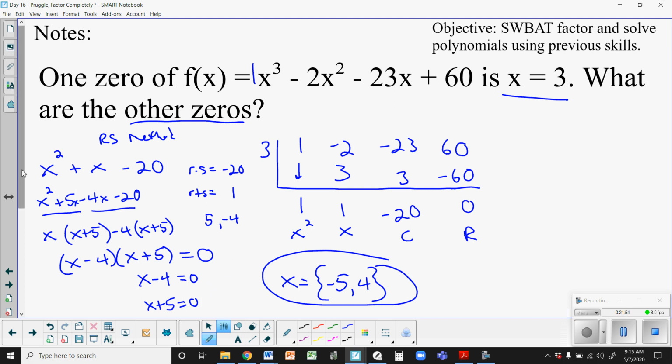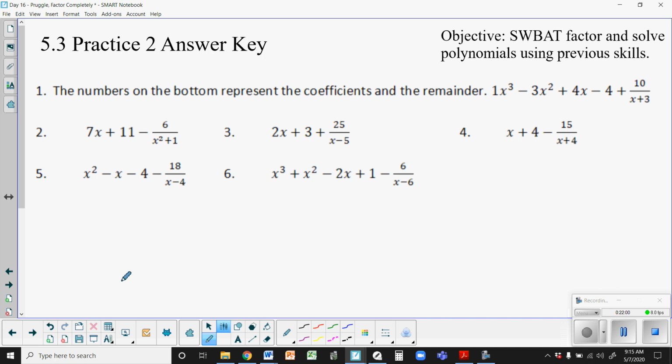All right, so nice work today. Let's look, and you already saw before that this is our answer key next. So our answer key from practice 2, double check your answers for practice 2.